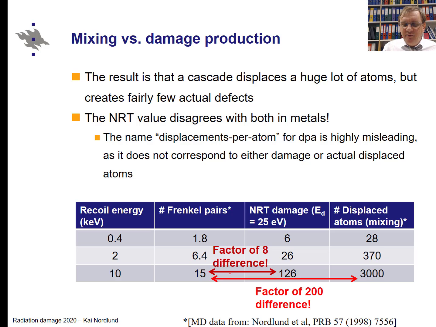If you look at 10 keV, you have a factor of 8 difference or factor of 200 difference between the number of Frenkel pairs and the number of displaced atoms. And the NRT value doesn't agree with either one. So these NRT damage productions for metals don't actually agree with any experimentally measurable quantity. And the reason is that this NRT model does not account for the heat spike recombination and atom mixing at all.